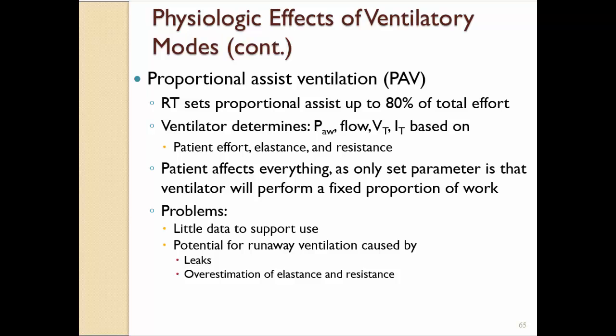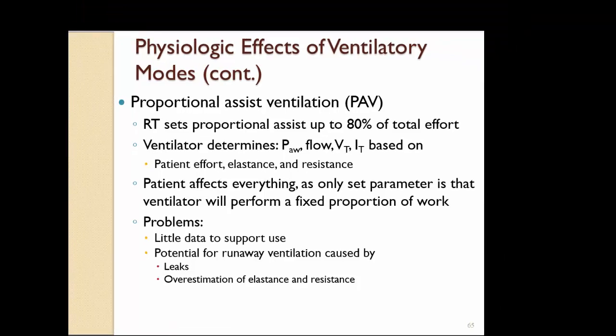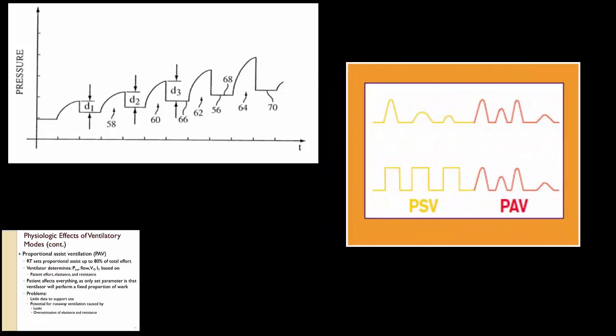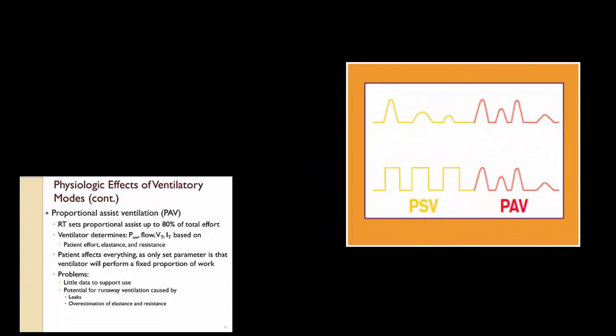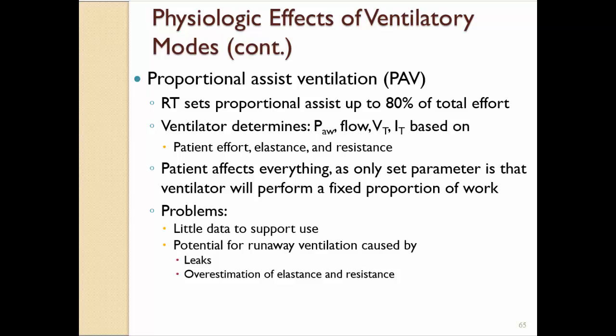Proportional assist ventilation, or PAV. In this mode, the practitioner sets the proportional assist up to 80% of total effort. What this means is that it'll take over 80% of the work of breathing if that's what you have it set at. The ventilator determines the airway pressure, the flow, the tidal volume, the inspiratory time, based on the effort and the lung mechanics. The patient affects everything, as the only set parameter is what the ventilator will perform as a fixed proportion of the work.